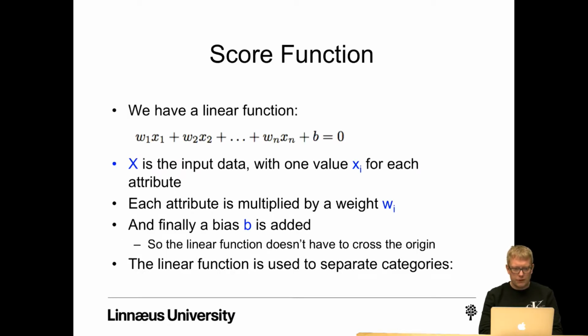We have a linear function where we multiply each weight with a corresponding attribute in the input data and add a bias. X is the input data with one value xi for each attribute, and each attribute is then multiplied by a weight wi, and finally we add a bias b. The bias is needed so the linear function doesn't have to cross the origin. And the linear function is used to separate categories.